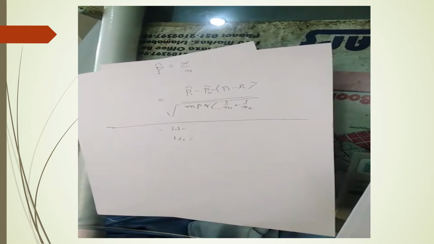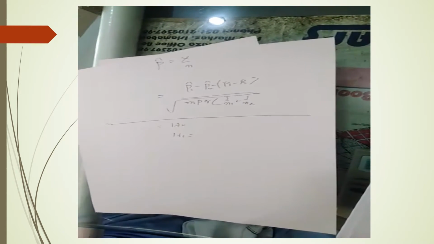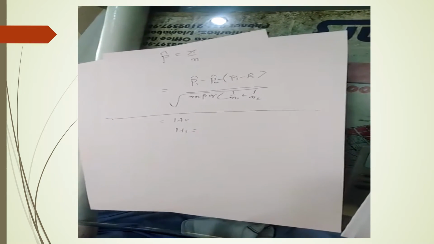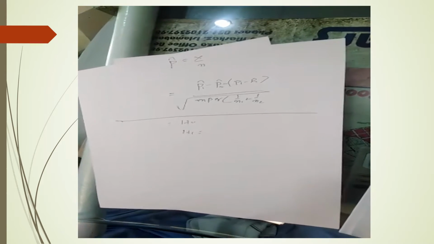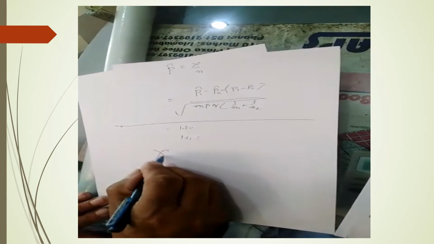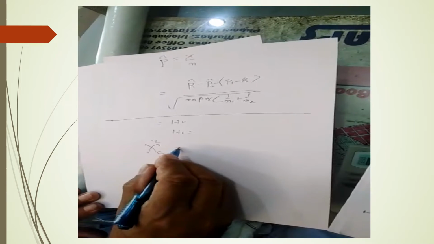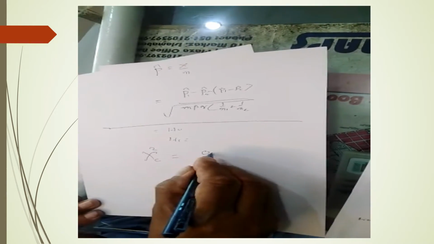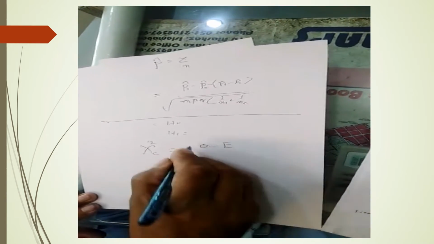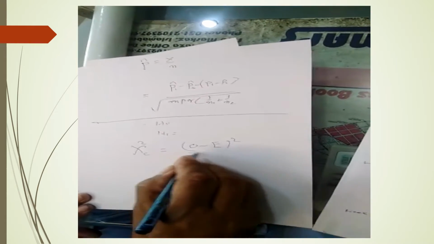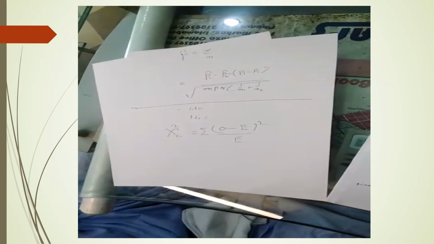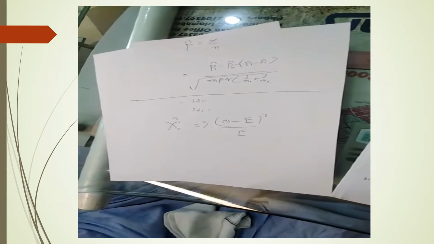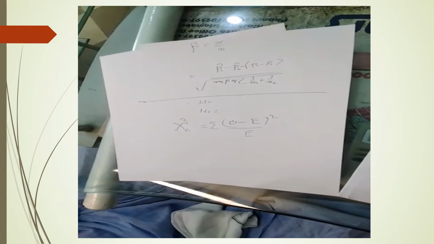The second step is the level of significance. It will be given, or if it is not given, it will be 5%. The third step is to calculate the chi-square calculated, which is equal to the sum of O minus E, squared, divided by E. These are known as the chi-square statistics, where O is the observed value and E is the expected value.